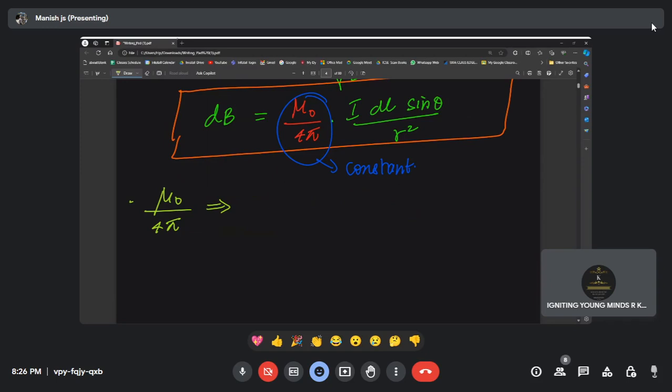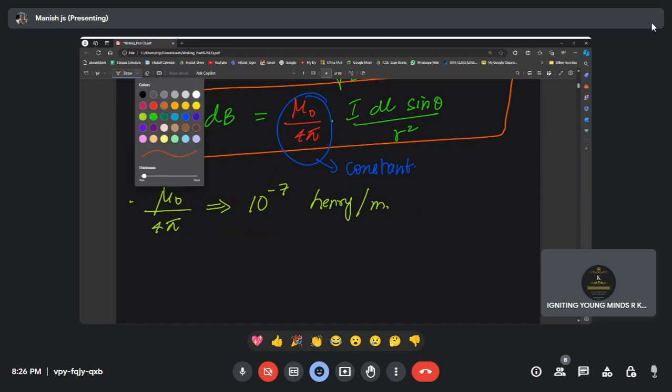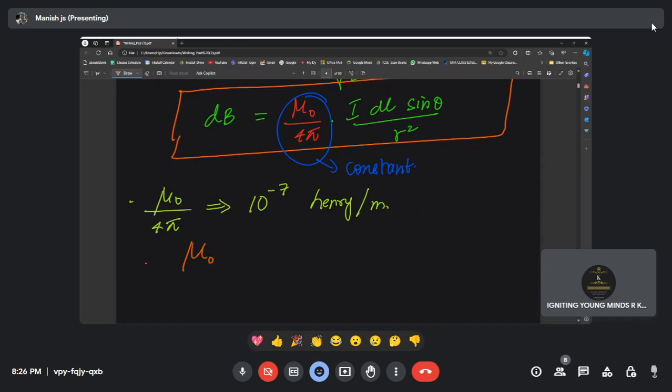The value of mu naught upon 4 pi is basically 10 raised to minus 7 Henry per meter. Okay, so that is the value of mu naught upon 4 pi. Is it clear? This is the direct value that you can substitute. But if you want only the mu naught value, that also has a value: mu naught is 4 pi into 10 power minus 7. This is basically your magnetic permeability.